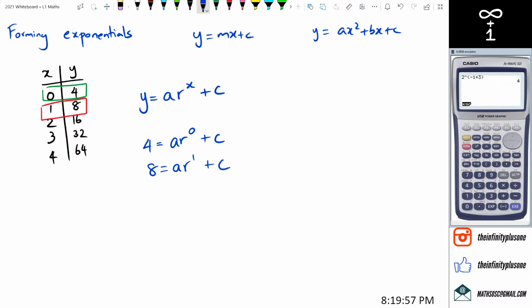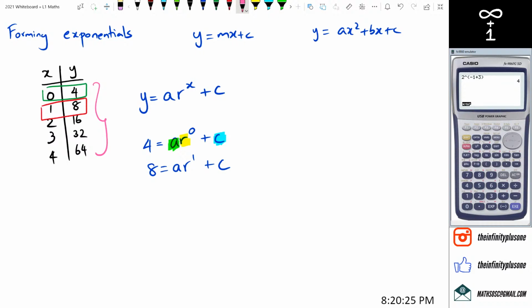So here comes the problem. The problem is that I've actually got three unknowns here. I've got A, that's unknown. I've got R, that's unknown. And I also have C, that's unknown. So there's actually three unknowns. What we've got to do is figure out one of the things by another method, and the way we're going to do that is by looking at these values here.